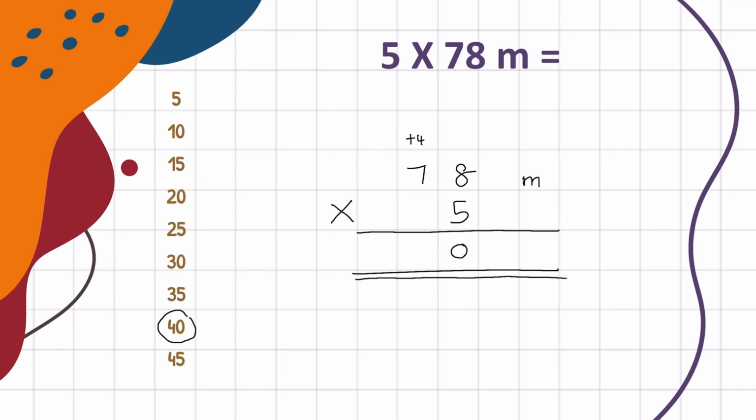To add later. Next, 7 times 5 is 35, and then plus the number at the top, which is 4. 35 plus 4 is equal to 39. So we write down 9 and 3. We're not done yet because we need to bring down the m. It stands for meter. So 78 meter times 5 is equal to 390 meter.